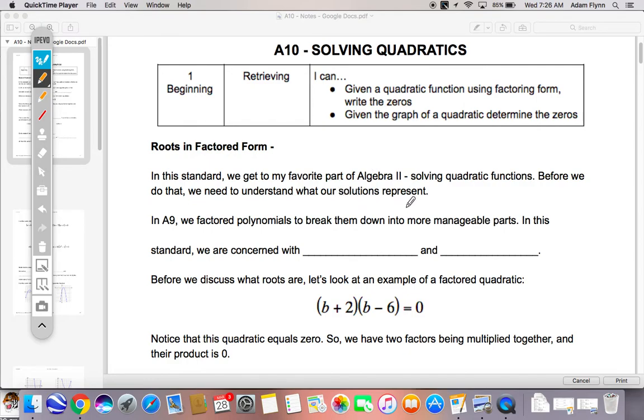we can use. Okay, so in A9 we factored polynomials to break them down into more manageable parts. In this standard, we are concerned with factors still and roots. Okay, so before we discuss what roots are, let's look at an example of a factored quadratic. So pause the video if you need more time. I'm going to scroll down a little bit.